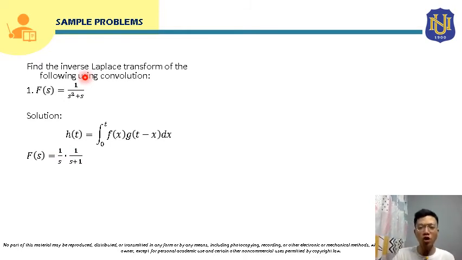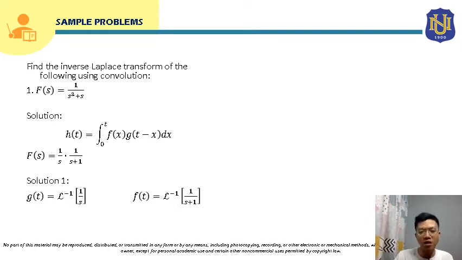Now, if you are going to apply convolution, we assign functions. We will separate 1 over s and 1 over s plus 1. We can assign either of these two to g of t and f of t, so it can be interchanged. So we can assign 1 over s to g of t, so what we're going to do here is solve for the inverse Laplace transform of 1 over s. And for f of t, we will assign the remaining function, which is 1 over s plus 1. So that will be the inverse Laplace transform of 1 over s plus 1. That's what we need here.